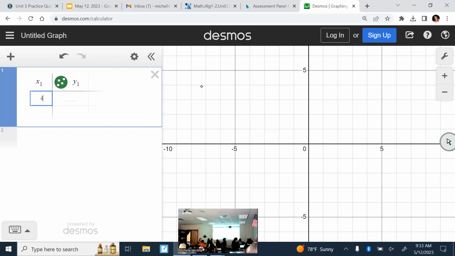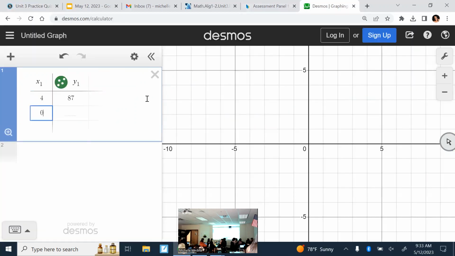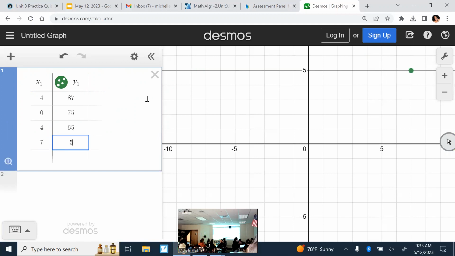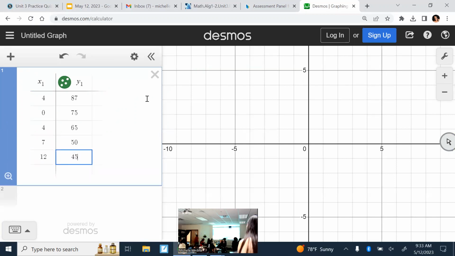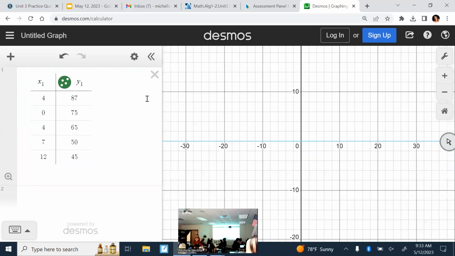But can someone read me the table? So then 0.75. What's the next one? 465. And okay, so this is what I'm going to put in. Really, you should put in all of them, but just to show you how to do it, I'm just going to put in some of them.